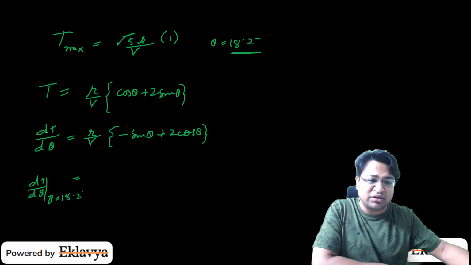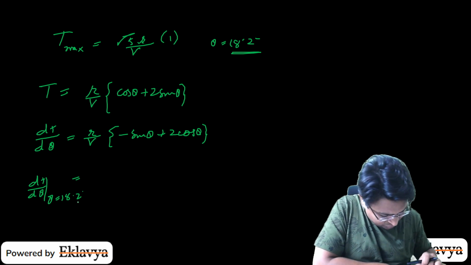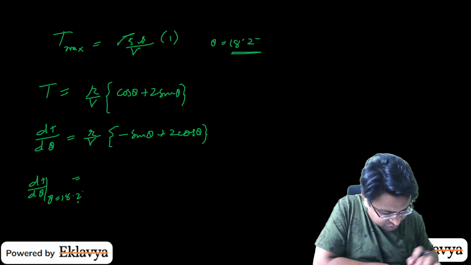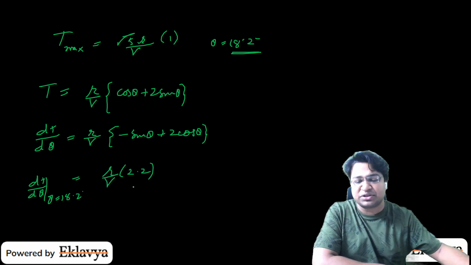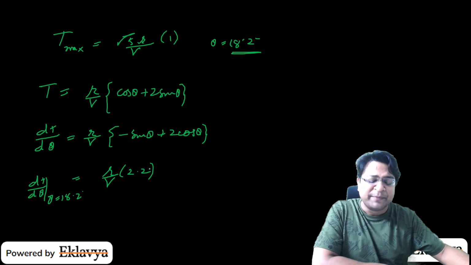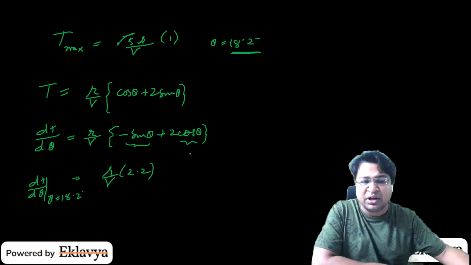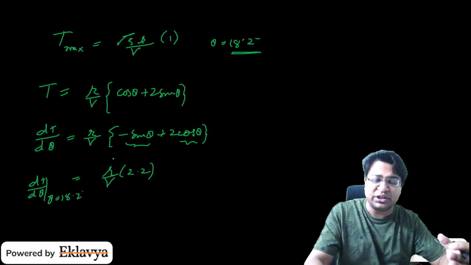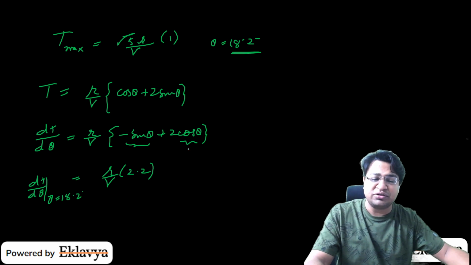So if I check the value of dt by d theta for theta equal to 18.2, what we end up with is 2 cos 18.2 minus sine of 18.2. That is a positive number, r by v into 2.2. So we are getting a positive number. Now, as theta increases, this negative term will keep on increasing, and the other value will keep on decreasing, because theta lies in the first quadrant, between 18 degrees and 72 degrees. In this range of angles, sine continuously increases and cos continuously decreases.